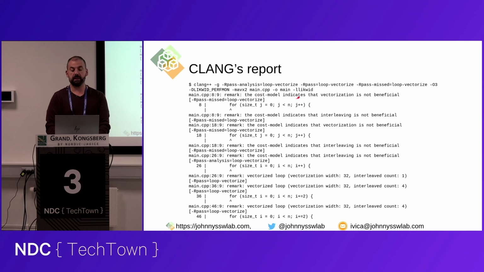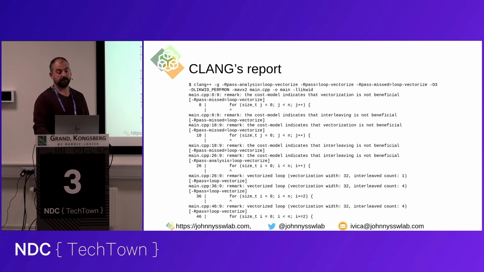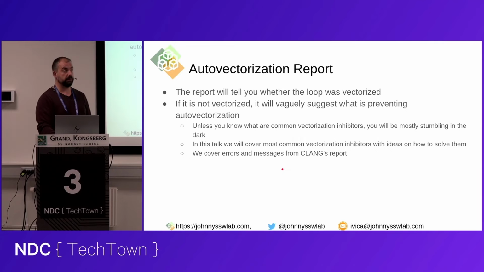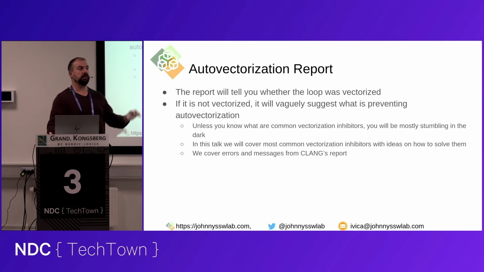Remark: the cost model indicates that vectorization is not beneficial. So the compiler has a certain cost model, and it can decide that vectorization is not worthwhile, and then it will emit scalar code instead of vectorized code. But for some other loop, for example this one, it says remark: vectorized loop, which means that the compiler's cost model told it that vectorization pays off, and it vectorized the loop. As for the usefulness of the vectorization report, I wouldn't say it's very useful, because it doesn't tell you exactly what the problem is if the vectorization fails.